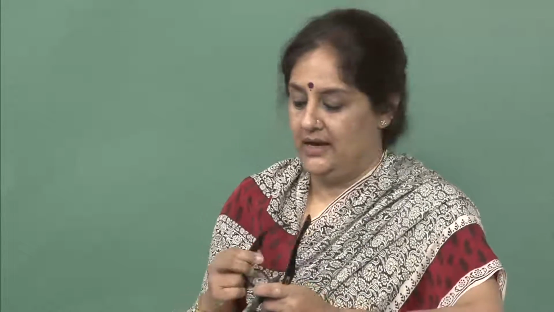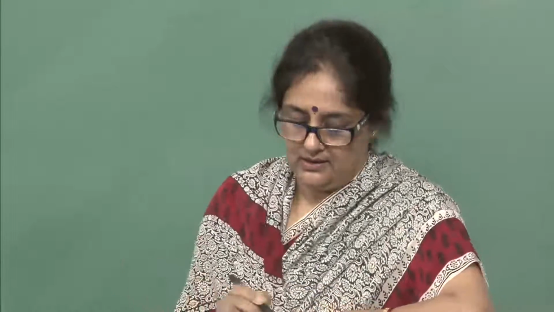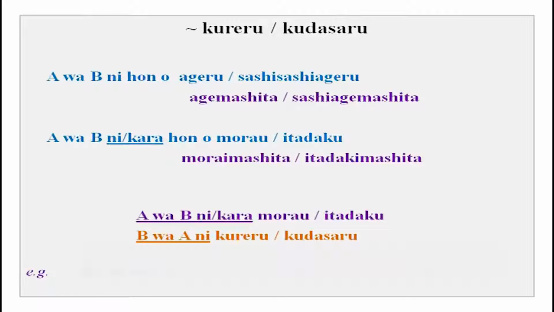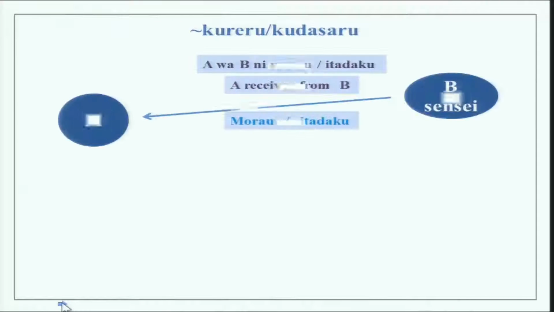All along A has been the subject, over here B becomes the subject, and we are talking about what B is giving A. So, please, that is very important with kureru and kudasaru. Sensei wa watashi ni hon o kuremashita. Sensei gave a book to me. So, sensei is the subject over here, and please, you will see now what it is.